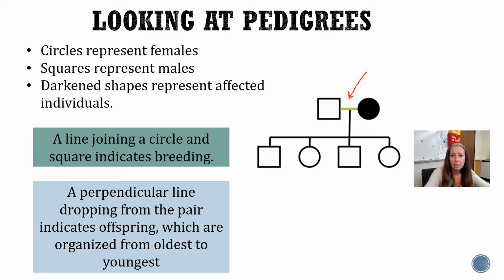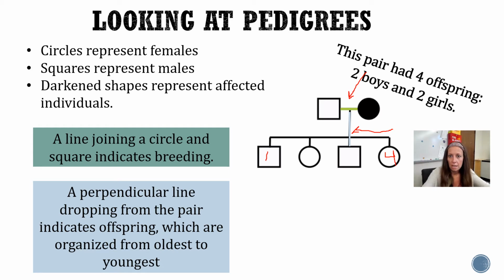The perpendicular line that drops from the next one, the one that is colored in blue, this represents offspring of a pair. The offspring are going to be organized from oldest on the left to youngest on the right. And in this one, the pair had 4 offspring, 2 boys, 2 girls.